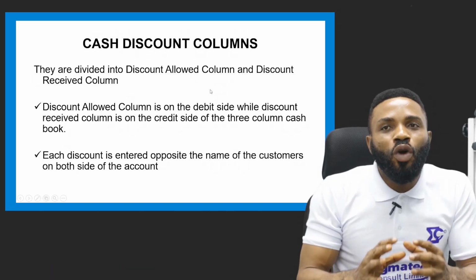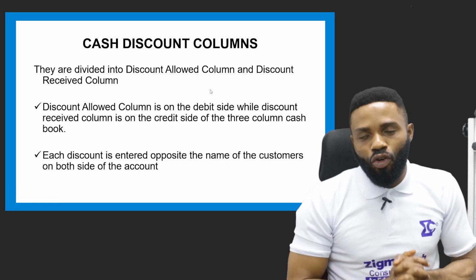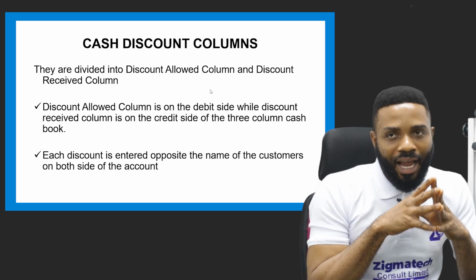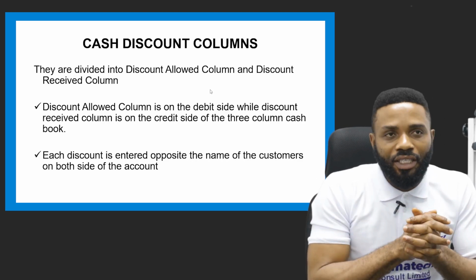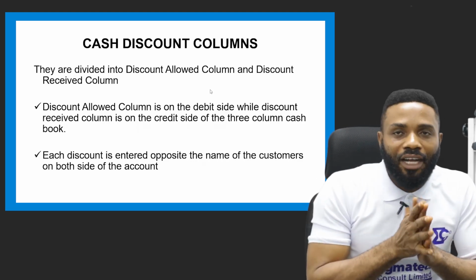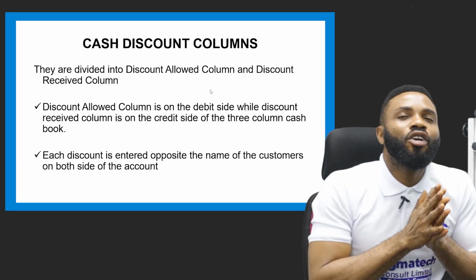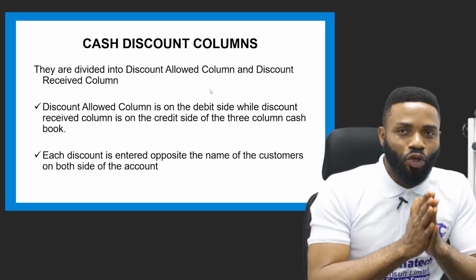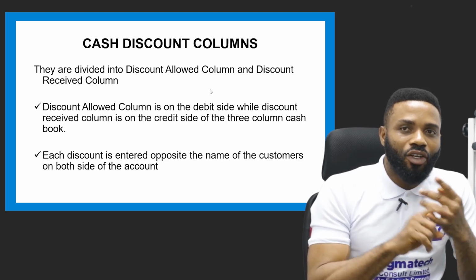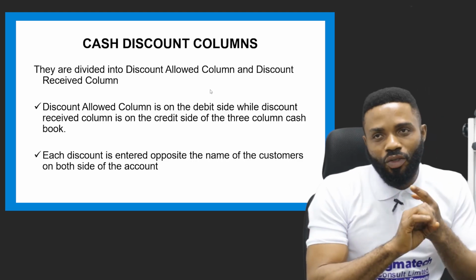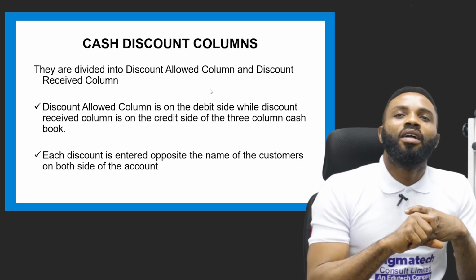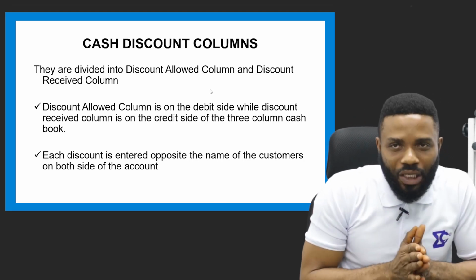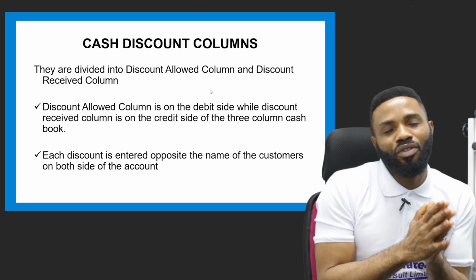Now, we are going to dwell on the cash discount column because this is where the emphasis of our lesson lies. We are not going to dwell on trade discount. We're going to dwell on the cash discount column. Now, in the 3-column cash book, I said that the column for amount is now divided into 3. 1, cash. 2, bank. And the third one is what? Discount. Now, looking at the discount columns, the discount column is divided into 2. Discount allowed and discount received.